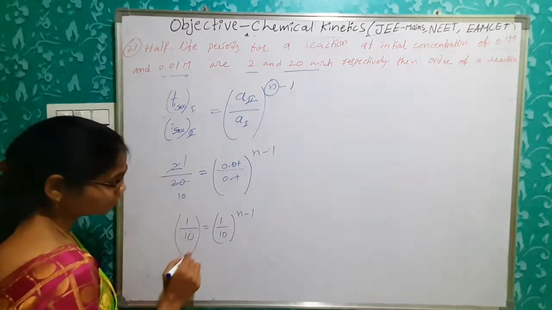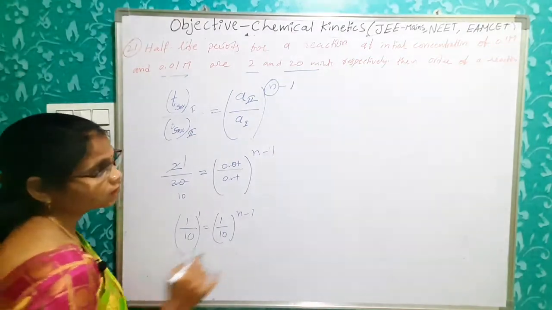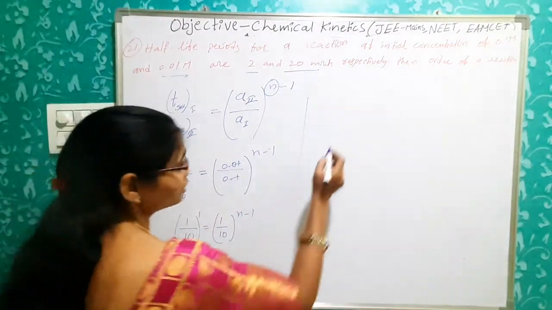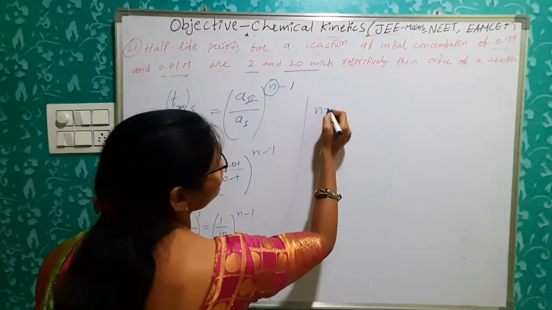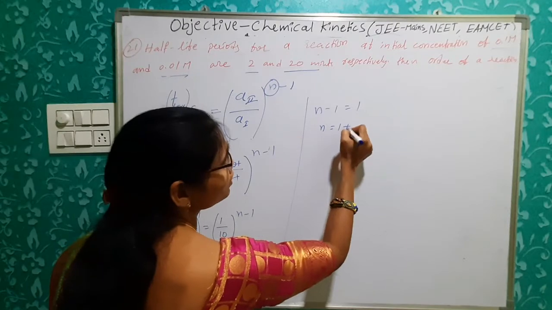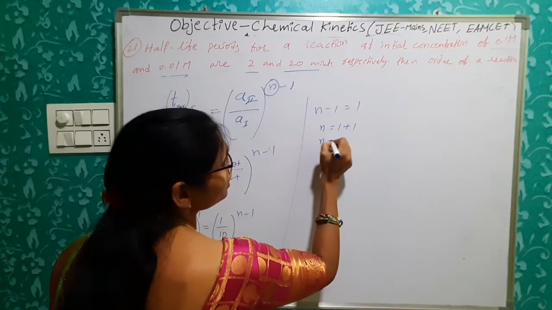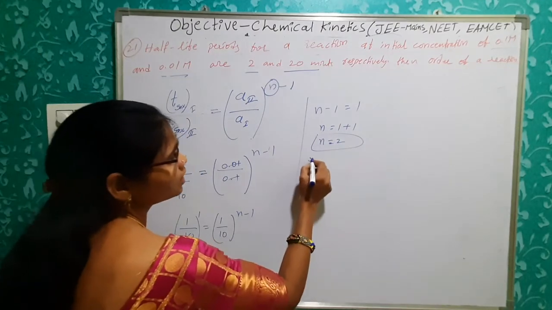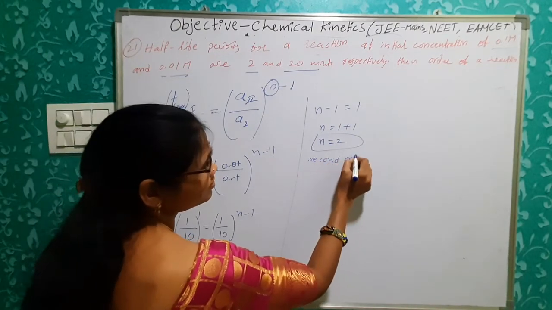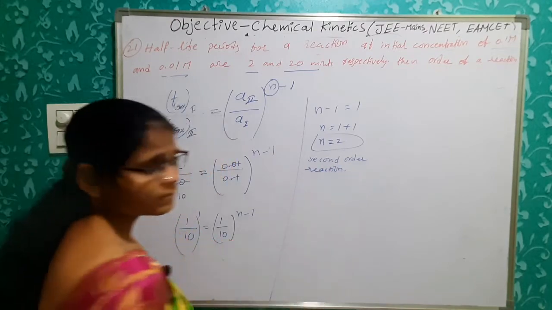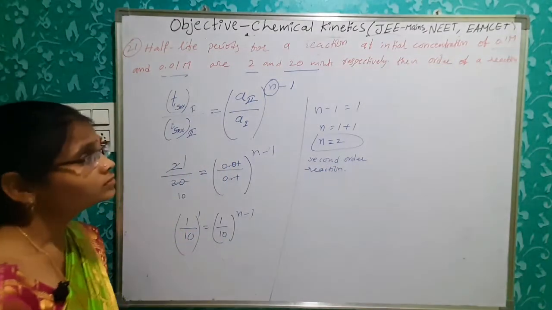So here also you can take 1. Simply, bases are the same, then powers are equal. n minus 1 is equals to 1, nothing but n is equals to 1 plus 1. So n is equals to 2. The order of reaction is 2. So it is a second order reaction. Okay. That's all.